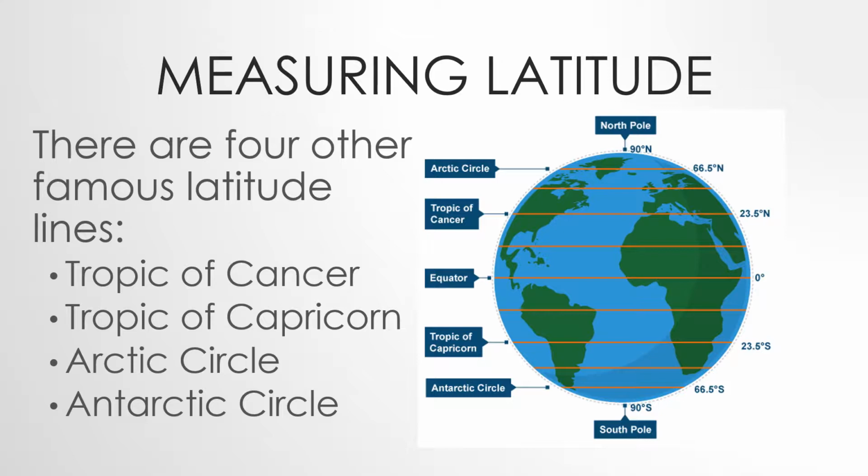There's 4 other famous latitude lines. You've probably heard of them before. There's the Tropic of Cancer, which is north of the equator. There's the Tropic of Capricorn. And then you have the Antarctic and Arctic circles. So these are just the famous dividing points. They're latitude lines that have become so famous that we've given them names.